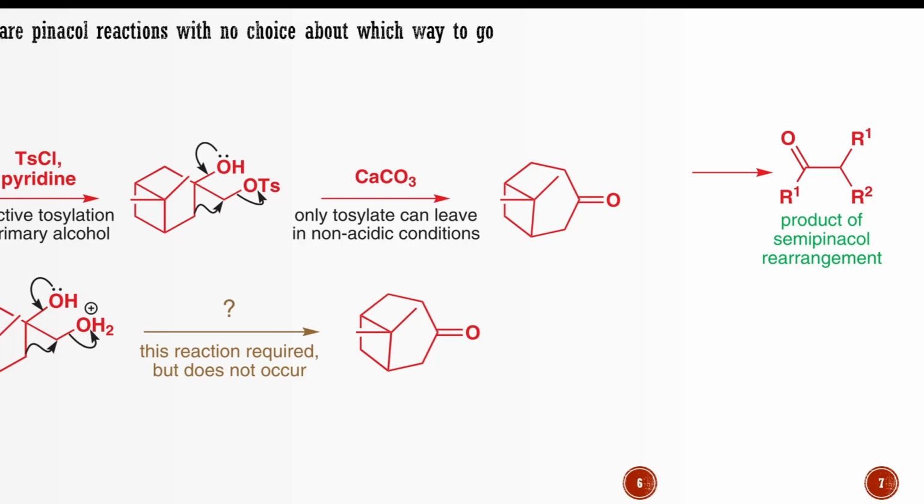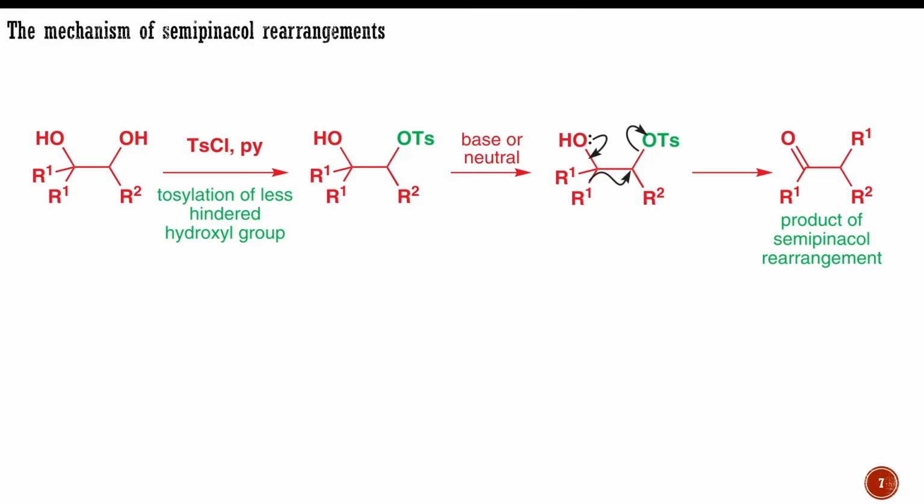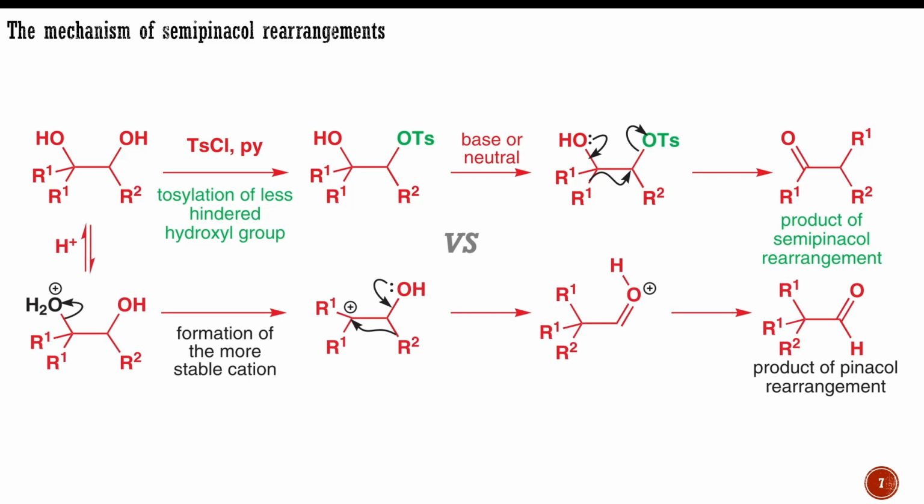Semipinacol rearrangements are rearrangements in which a hydroxyl group provides the electrons to push the migrating group across. The pull comes from the departure of leaving groups other than water. The leaving group is tosylate in this example, but it can also be a halide or nitrogen. Since tosylation occurs at the less hindered hydroxyl group of a diol, not only can semipinacol rearrangements be more regioselective than pinacol rearrangements, but their regioselectivity may be in the opposite direction.